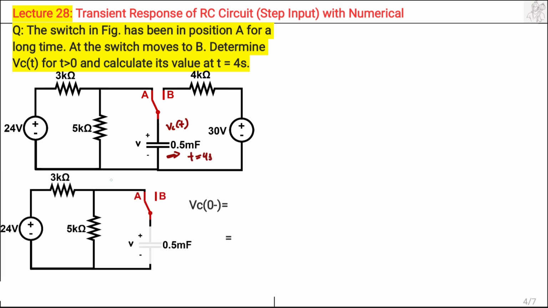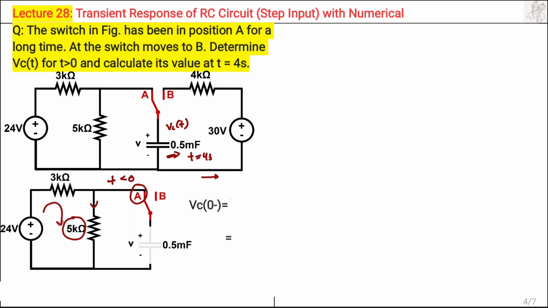First we will talk about t less than 0, and at t less than 0, the switch was at point A. Therefore, the right side of the circuit will not be applicable. Our task is to find out the voltage across this capacitor. We know that the switch is at point A for a very long time. Therefore, the capacitor behaves like an open circuit. Therefore, the voltage across the capacitor is simply the voltage across these two terminals. In short, the voltage Vc is simply the voltage across this 5 kilo ohm resistor.